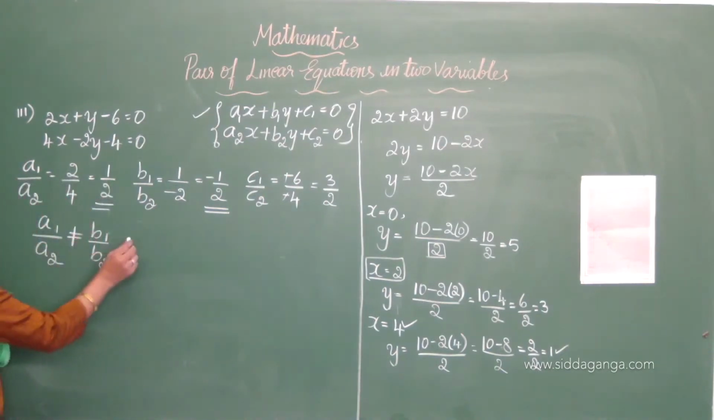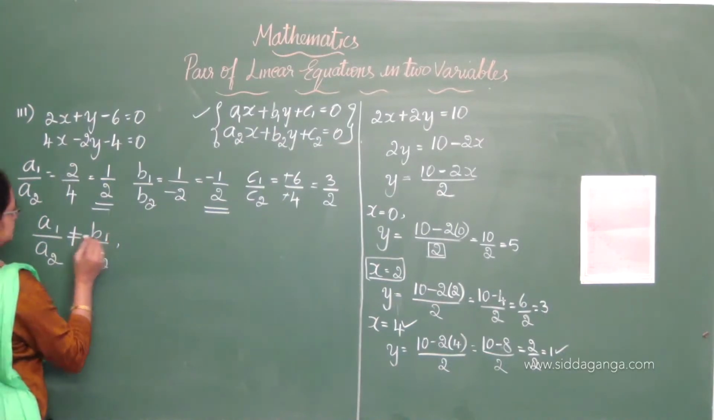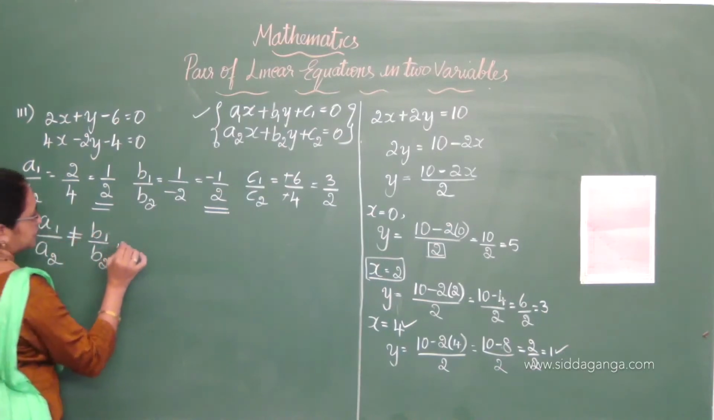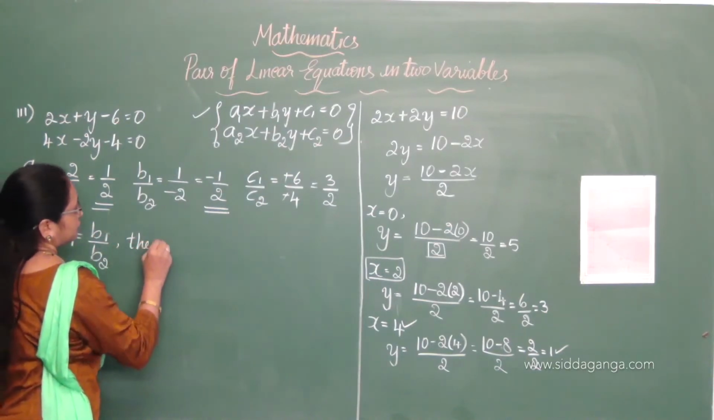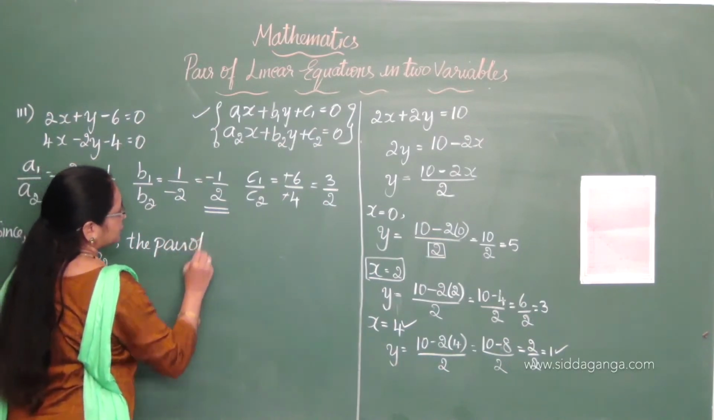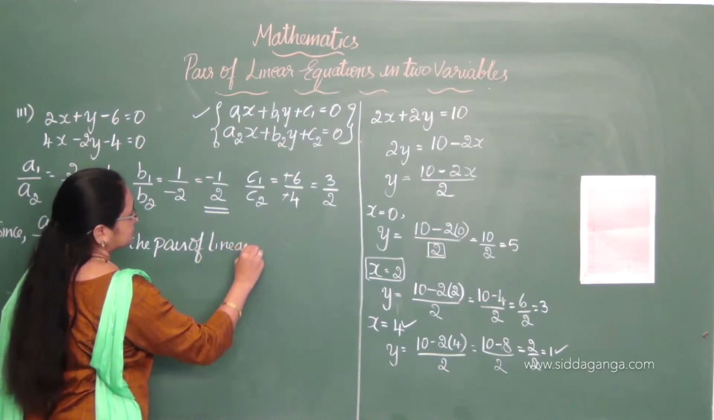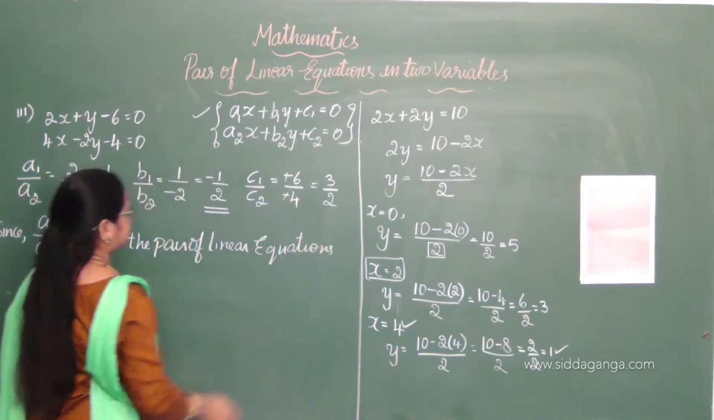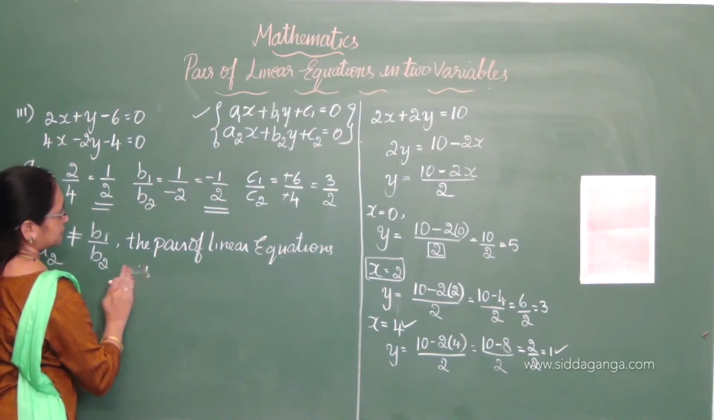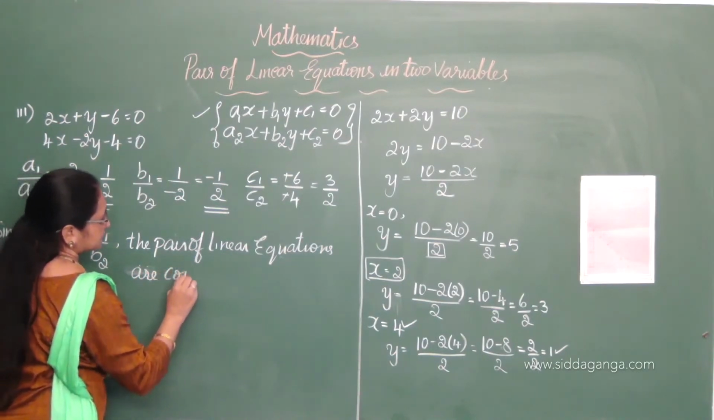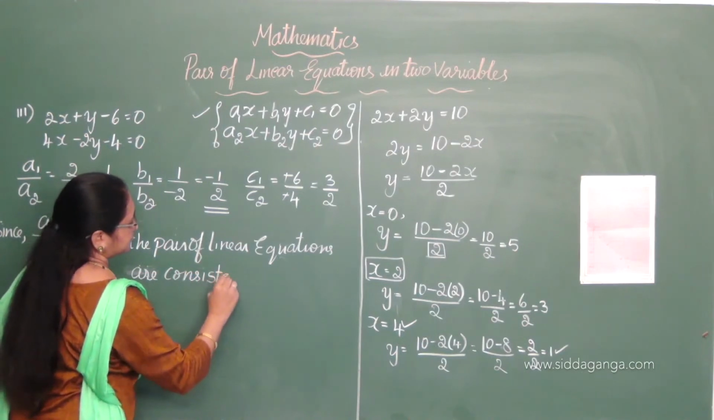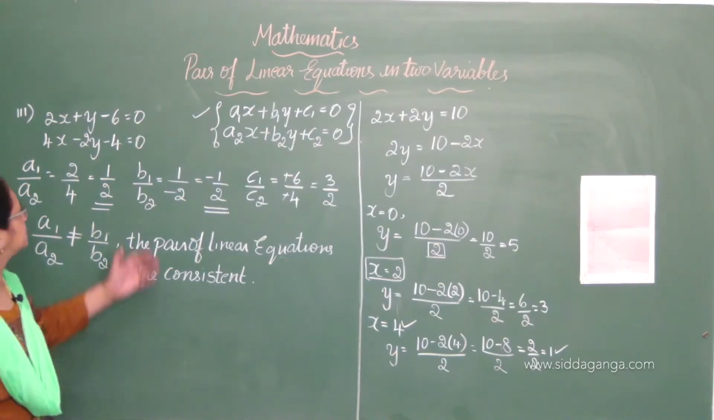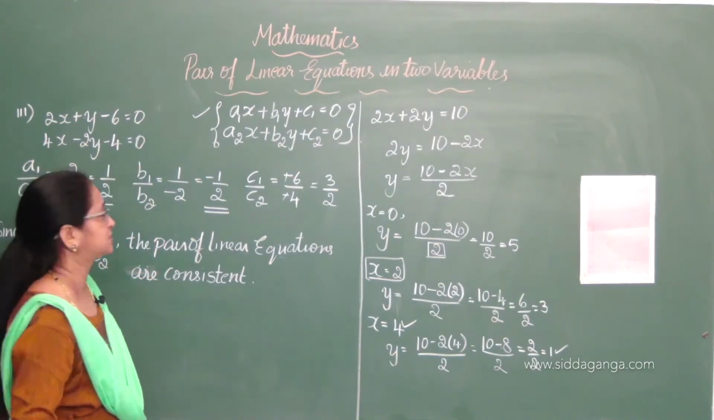So, here you can write the conclusion, see since a1 by a2 is not equal to b1 by b2, the pair of linear equations are consistent, okay. Now, then what is the next step? Next step is you have to obtain the graph for this now.